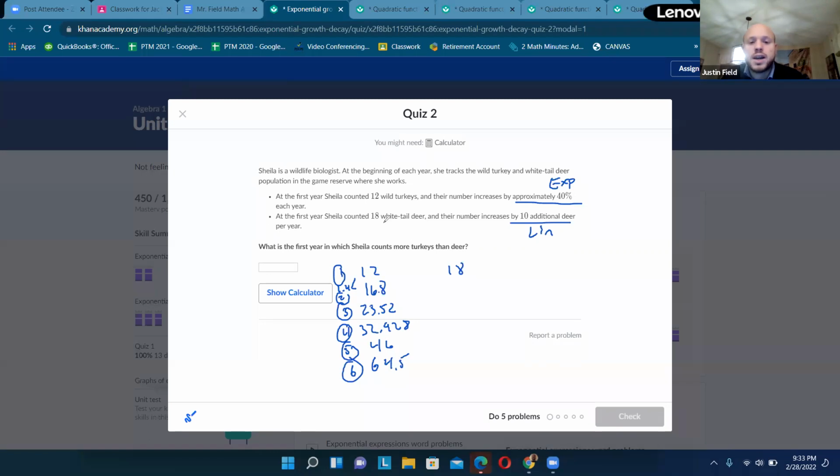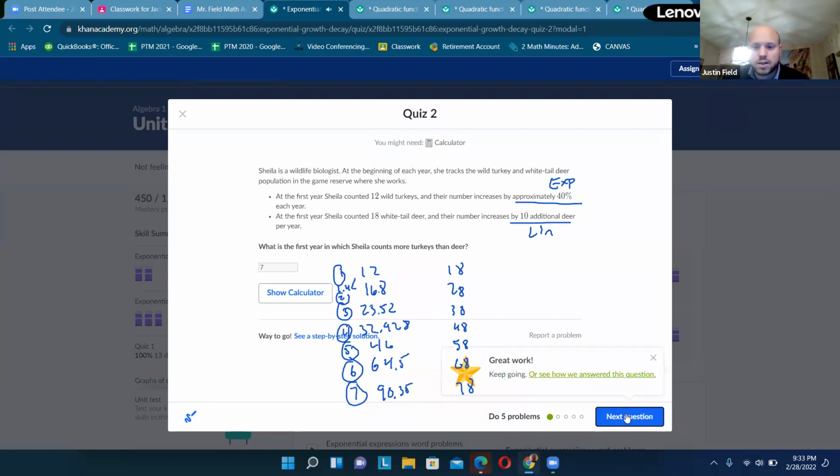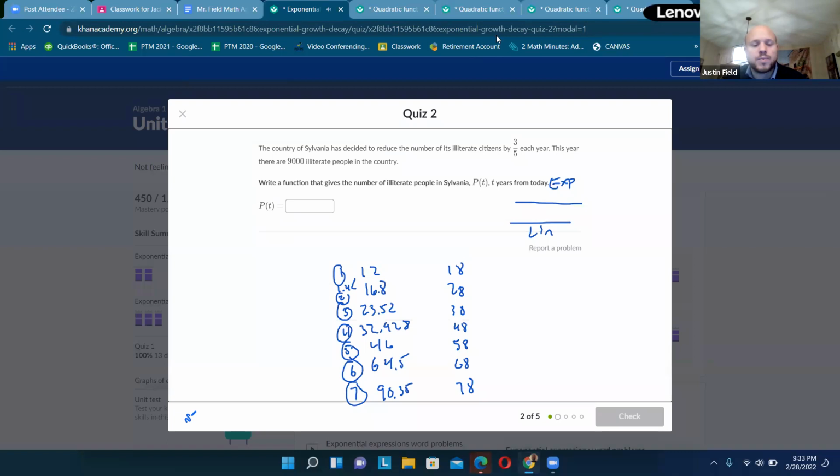Now this is the 18 is just increasing by 10. So 28, 38, 48, 58, 68. Oh my goodness. We gotta go another year here. All right. 490. Aha. 90.35. 78. So 7th year is correct.